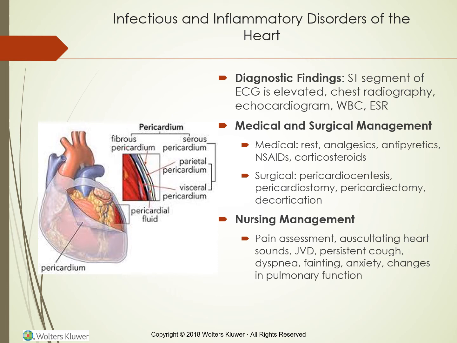Note additional signs and symptoms that may further suggest cardiac tamponade and decreased cardiac output, such as muffled heart sounds, pulsus paradoxus, jugular neck vein distension, persistent cough, dyspnea, fainting or near fainting, anxiety, and changes in pulmonary function.